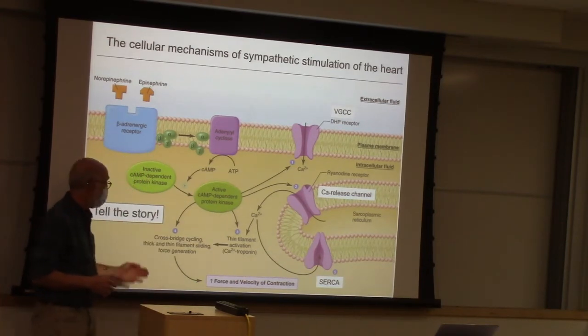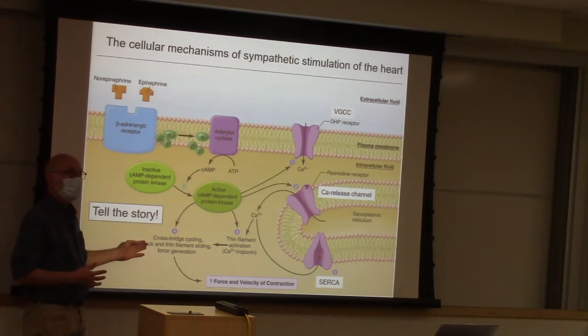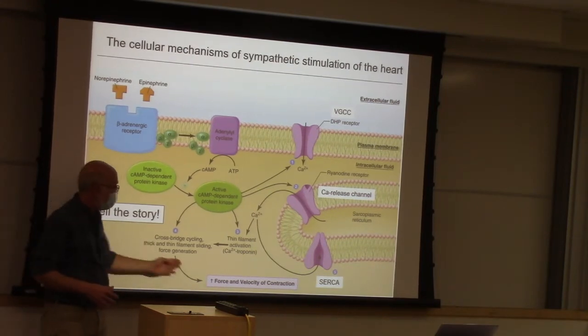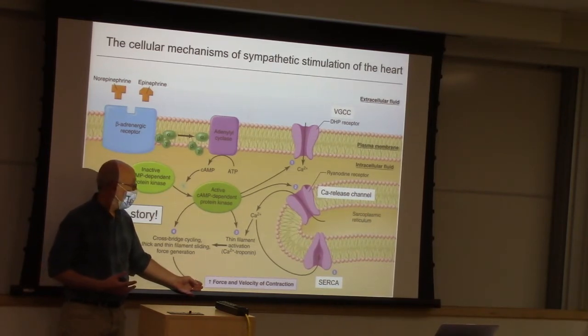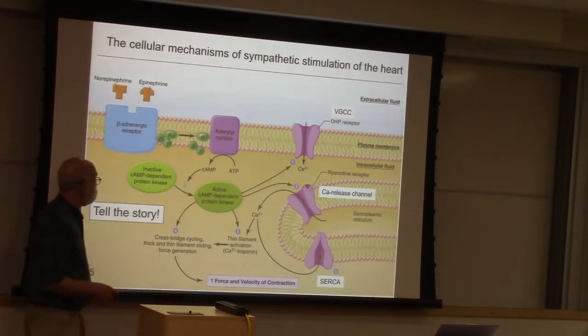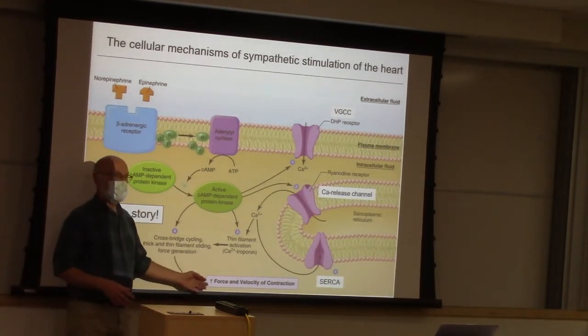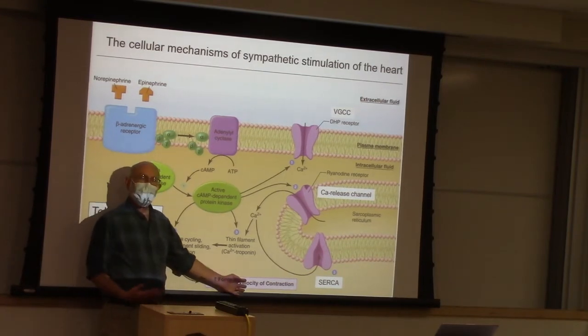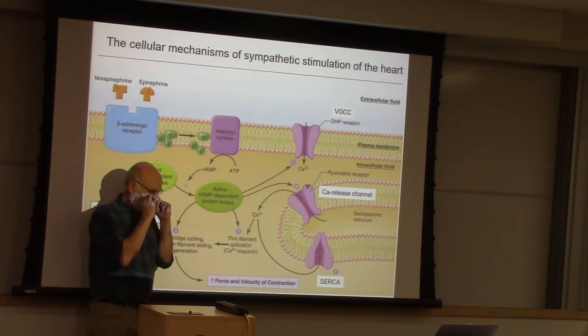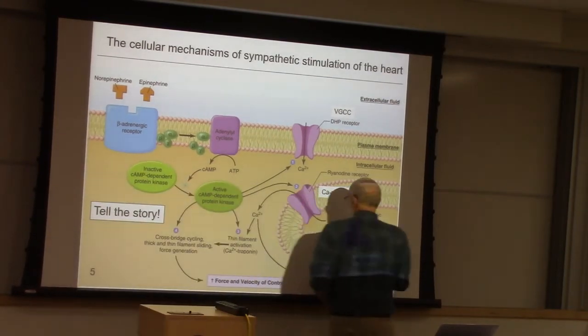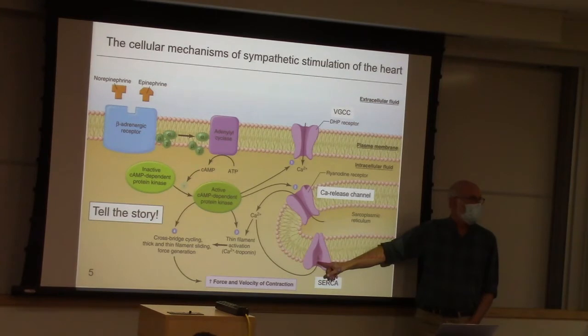Okay, cross-bridge cycle. More cross-bridge cycling, more contraction, more force being generated, more pressure being generated by the heart, by the ventricles. Okay, so we've gotten to the story of increased force and speed of contraction. Okay, this is the last part of the story.